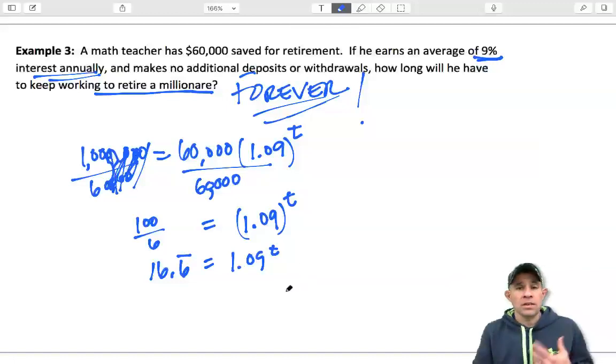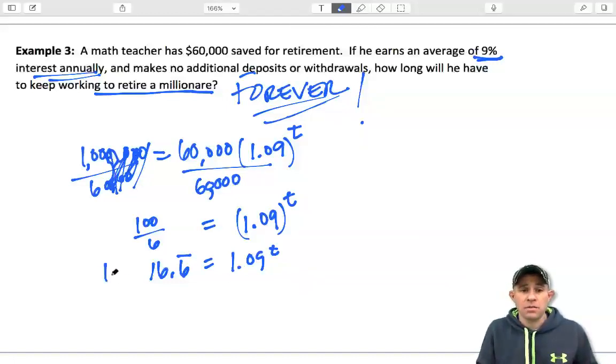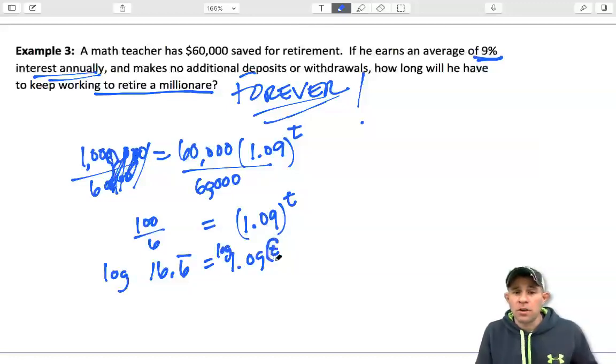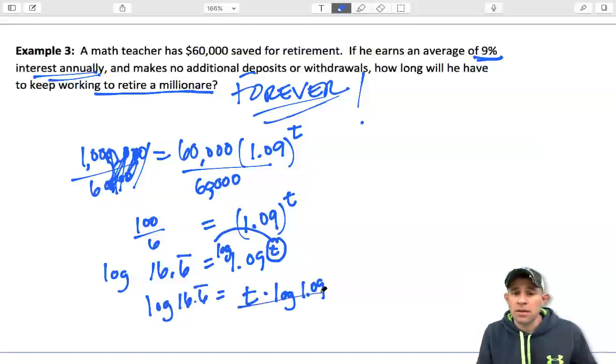And now we want to take the natural, or sorry, not the natural log. We're going to actually take the common log of both sides. So we'll take log of this side, we'll take log of the other side, and we'll use our property of powers here. So this is t times log of 1.09 is equal to log 16.6 repeating. Now to get t by itself, we've got to divide both sides by log 1.09.